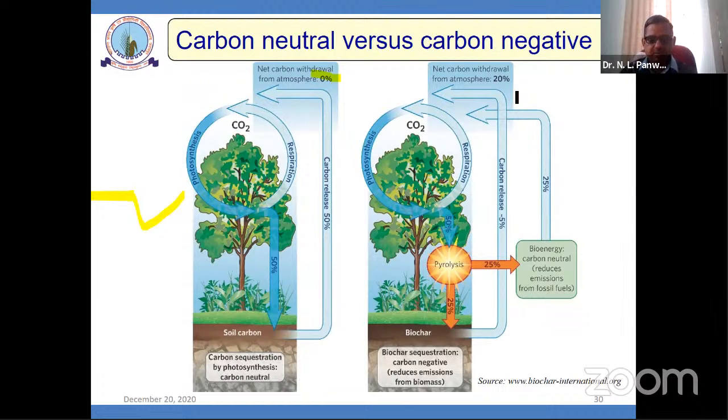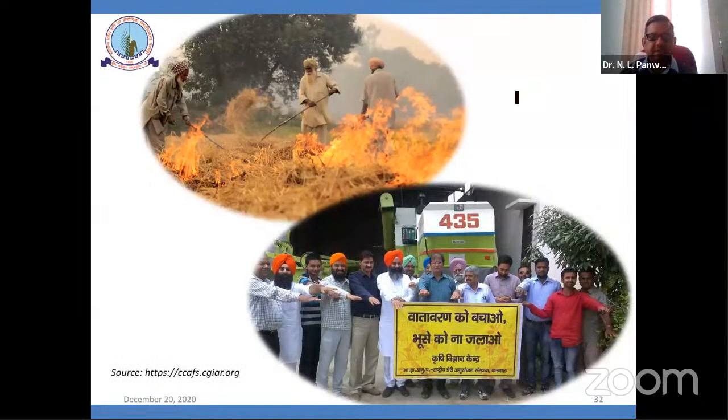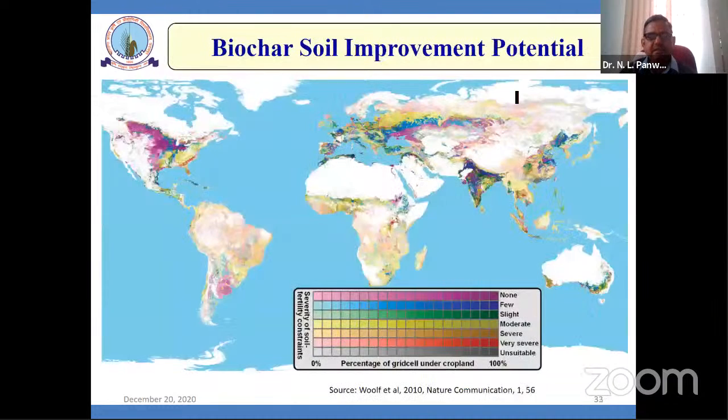Biochar. Here all the ICR people are taking the oath that we will not burn our crop residue and we will save our environment. This is from Krishi Vigyan Kendra Karnal, Punjab people. And they take the test.